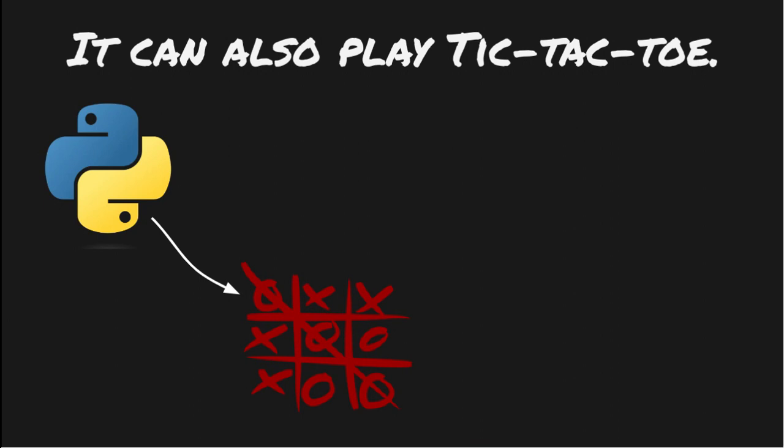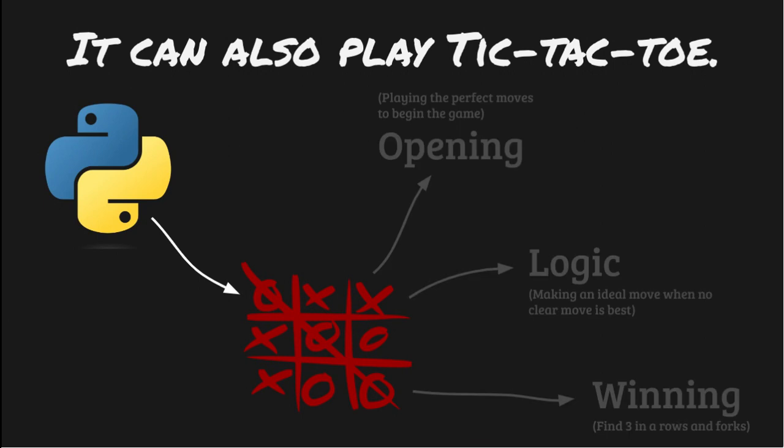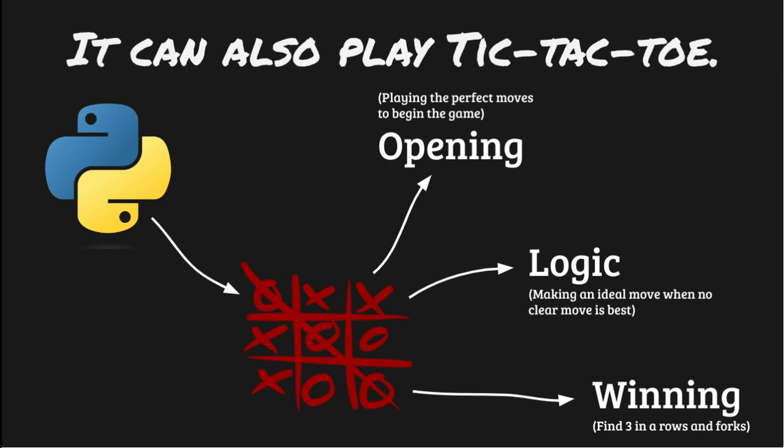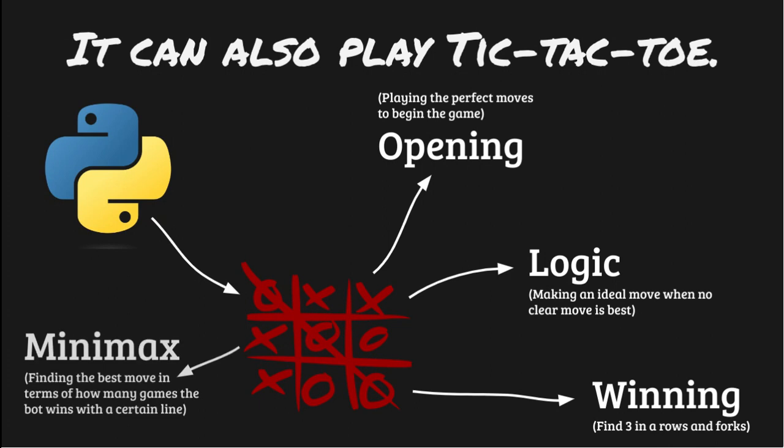Now there's two methods to do this, and the first one is just an easier one that I used. You plan the opening moves that allow it to figure out what the perfect moves are at the start. You have logical moves when it doesn't know what to do, and you can also win with the winning moves. The other method is a mini-max search, which finds what the best move is in terms of how many games the bot wins with a certain line. I'm not too skilled, so I was not able to code that, but it's another good way to do this.